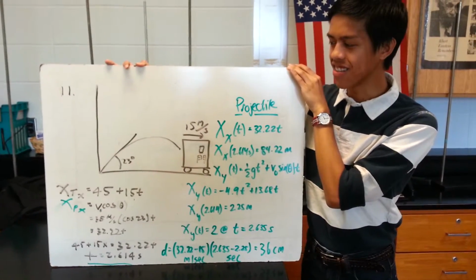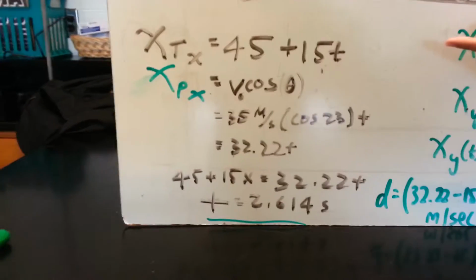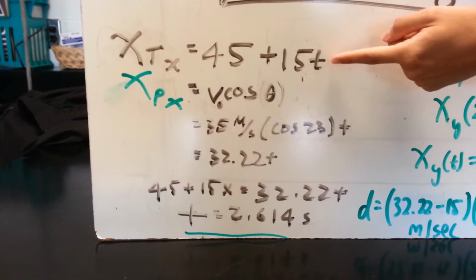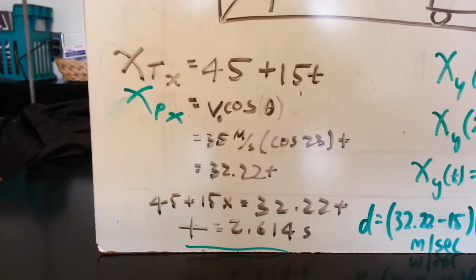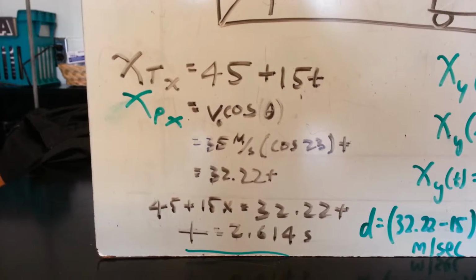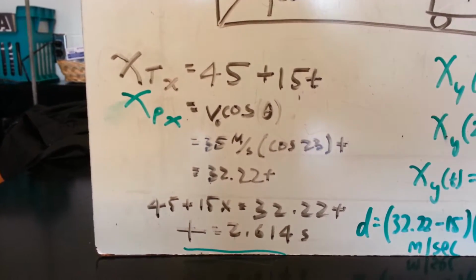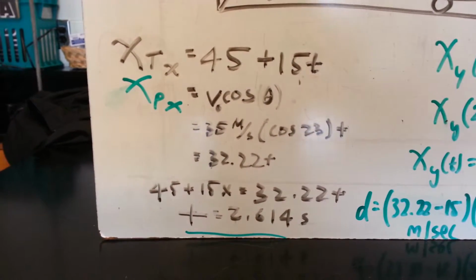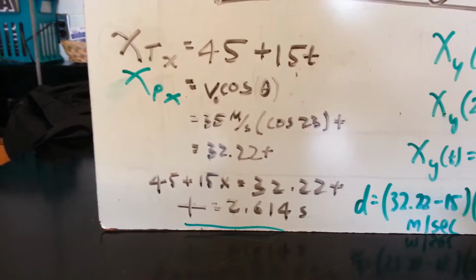And so, given this information, we start by looking at the velocity of the truck in the x direction. Its position can be tracked by multiplying its velocity by its time and adding the initial position. Similarly, the projectile can be tracked in the x direction using the equation position is equal to v initial cosine theta, v initial being given to us as 35 meters per second, and theta being given as 23. And time is multiplied to that.